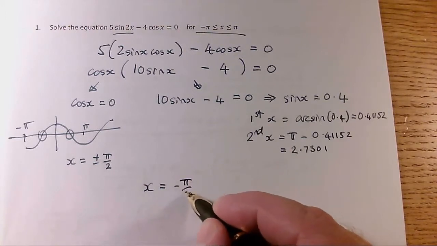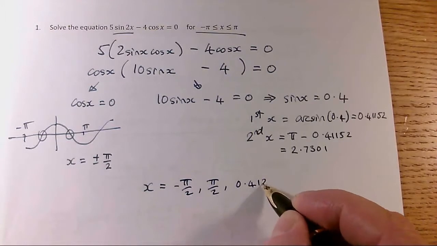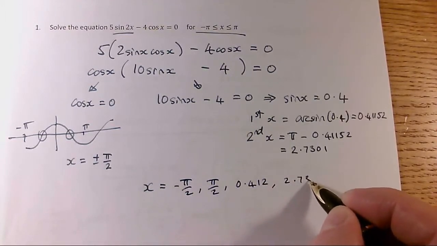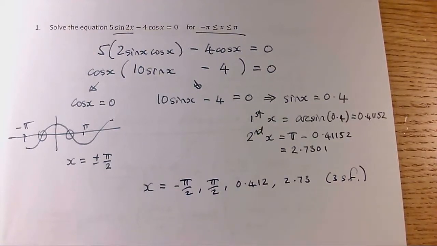So x is minus pi by 2, or pi by 2, or 0.412, or 2.73. Those last two are to 3 significant figures, so I should state that. So I can double underline my answers, and I am done.